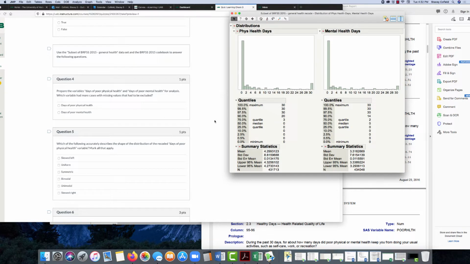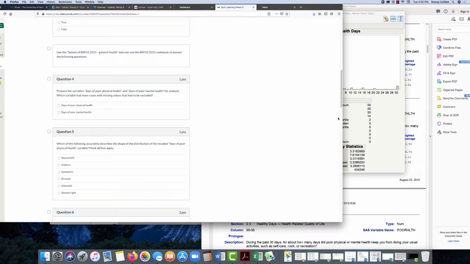Skewed left versus skewed right. You can watch the video on distributions in Module 3. It's obviously not uniform. It's obviously not symmetric. And then you need to pick bimodal or unimodal. And if it was checked incorrectly, reflect on and justify your choice.